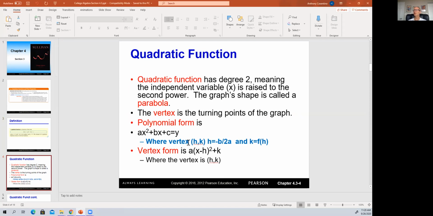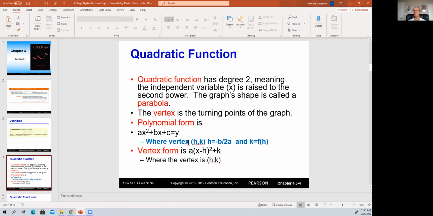So here we have some definitions. A quadratic function has this idea of degree of a polynomial, which we'll talk about in great detail in chapter 5. The degree of the polynomial is the highest exponent on the x variable. And here we have a 2, so the degree is 2. And the shape of the graph is called a parabola, which is a U. And the vertex, the most important point in the parabola, is where the parabola starts.